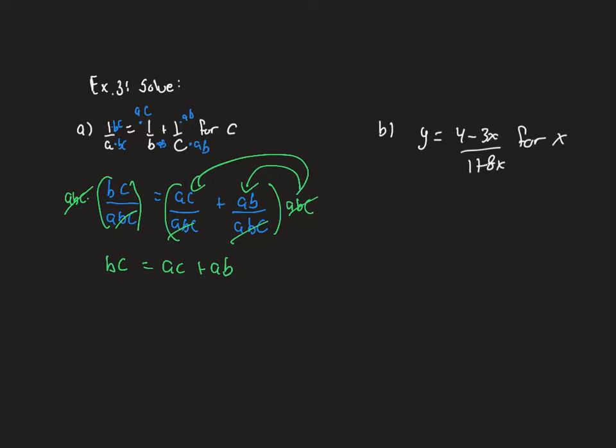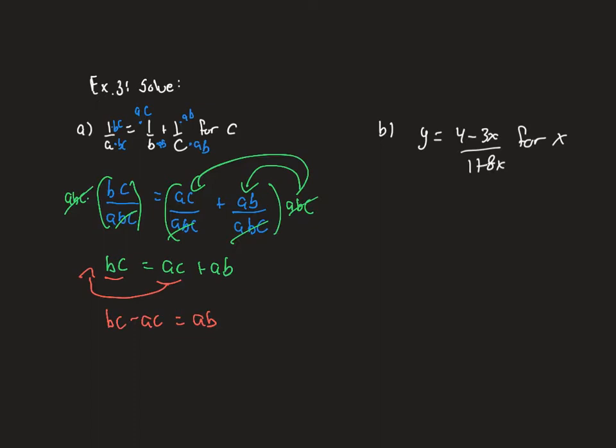Okay. Now I want to get my C's on the same side. In this case, we have AC on both sides here. So I'm going to move this to the other side. It's already positive, which means it'll turn negative here. I don't care about the AB because there's no C there.